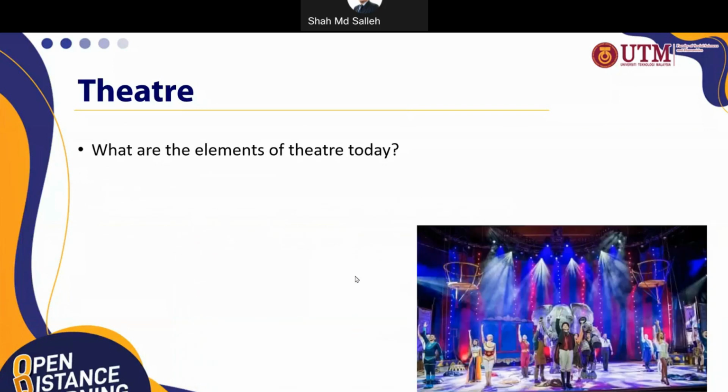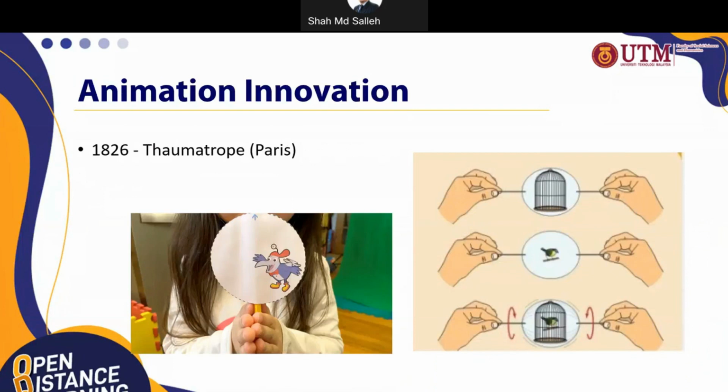Okay, nowadays, what are the elements of today? If you go to a theater show, I think the lighting system, sound effect system, and audio system are advanced. They are controlled by a control system. We can see from this example the use of lighting in various colors. Okay, white, blue, red, and so on. Okay, early animation innovation.